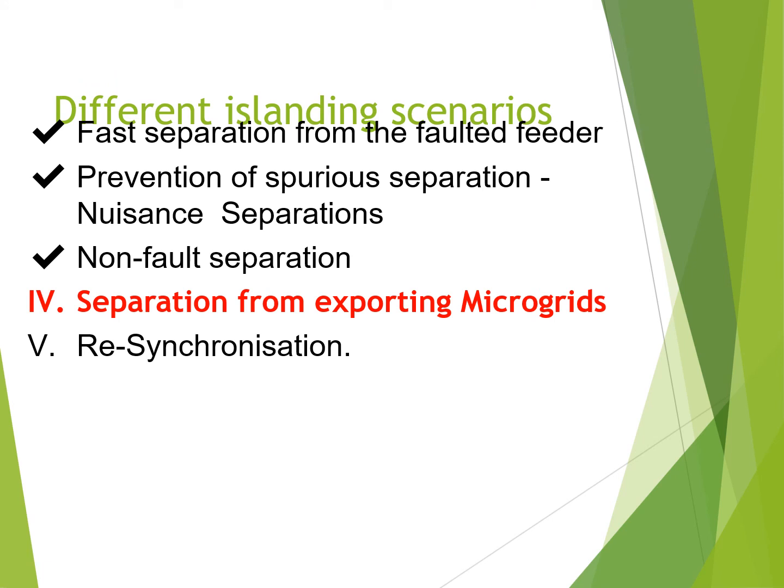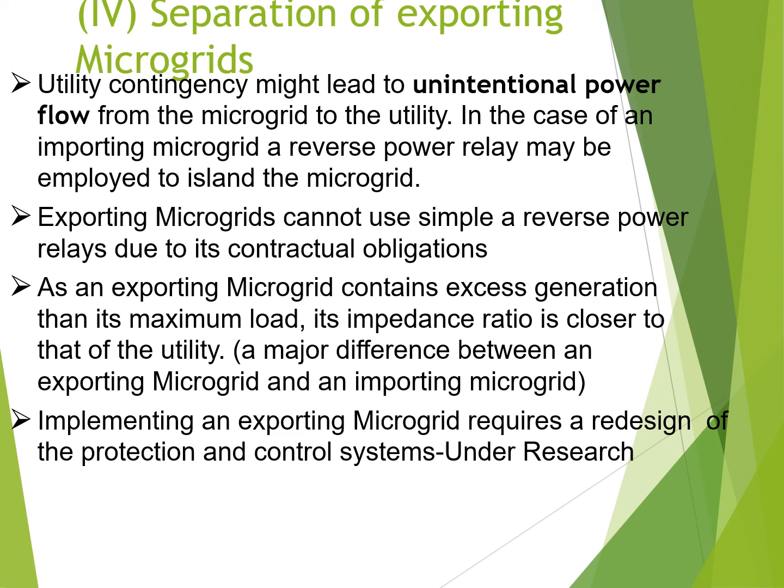Coming to the fourth one, separation. So let's see the fourth scenario, separation of exporting microgrid. A microgrid can be an exporting microgrid, or it can be an importing microgrid. Importing microgrid means we are not giving any power to the grid, we just take the power from the grid, that's it. But exporting microgrid means we can take power and we can also give power to the utility. So that's an exporting microgrid.